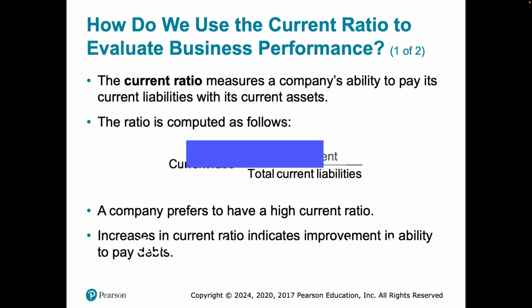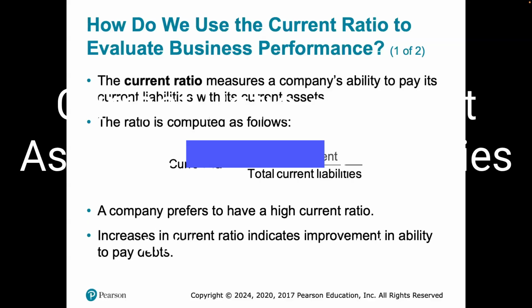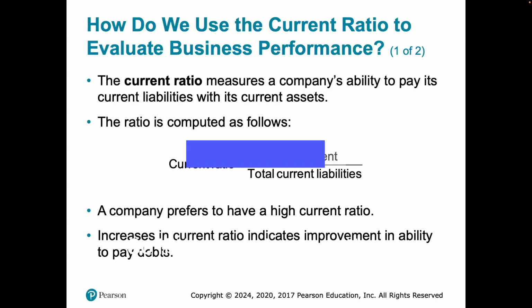So can a business, if all of its current liabilities came due and it had to pay off all those current liabilities, do it with what it has in its current assets? And the way you do this is you take current assets and divide it by current liabilities. A company prefers to have a high current ratio. So if that number was three, that means you had three times the current assets than you do current liabilities.